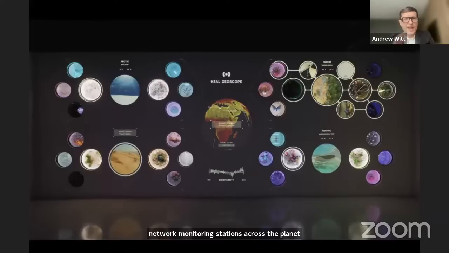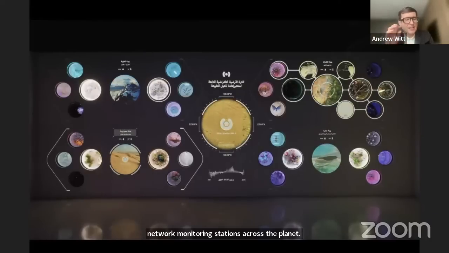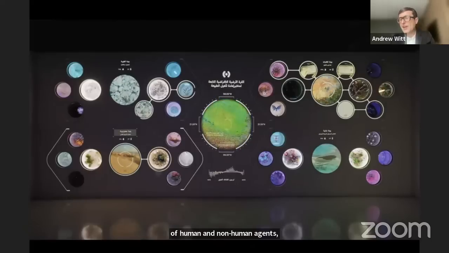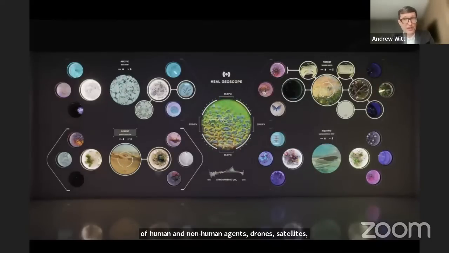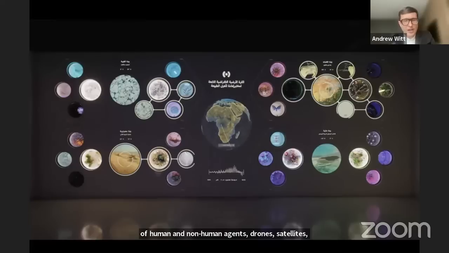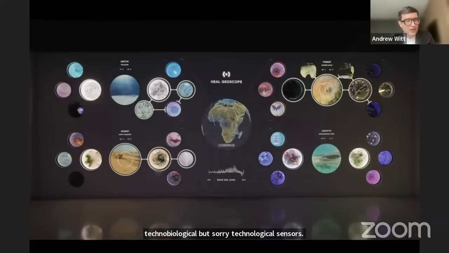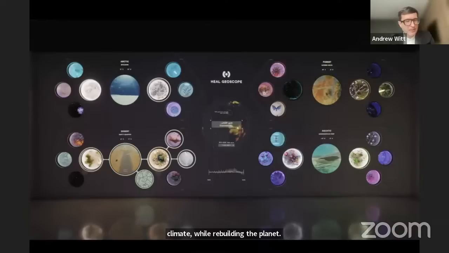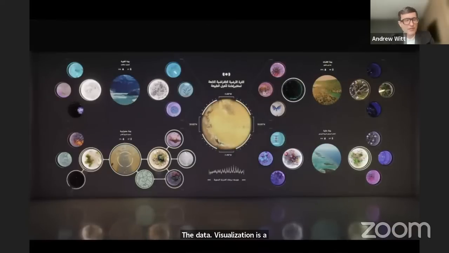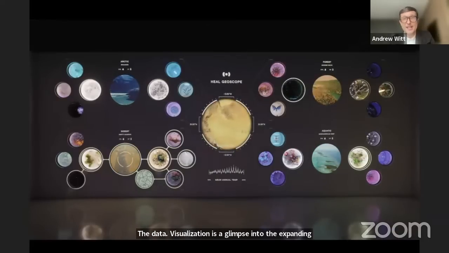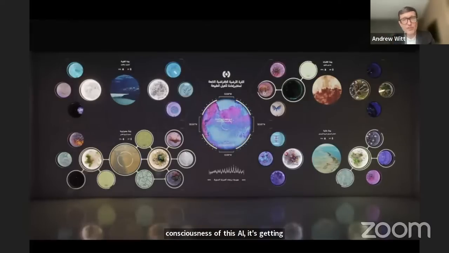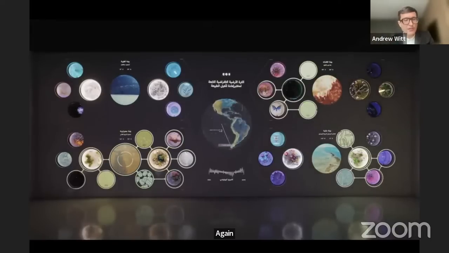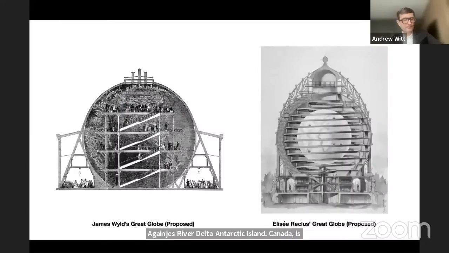It represents a continuously changing view into the network of monitoring stations across the planet. The coordinating AI dynamically connects with a number of human and non-human agents, drones, satellites, technobiological sensors that are constantly collecting samples and monitoring climate while rebuilding the planet. The data visualization is a glimpse into the expanding consciousness of this AI. It scans specific locations, the Ganges River Delta, Antarctic Island, Canada's Nunavut territory, for progress against climate catastrophe.